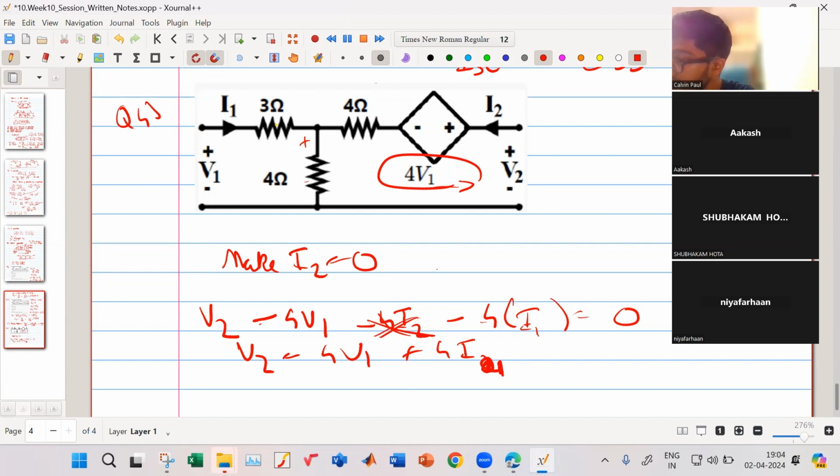By applying the KVL, we get V2 minus 4V1 minus 4I1. From this, we can find the Z21. Sir, here V2 equals V2 by I1.